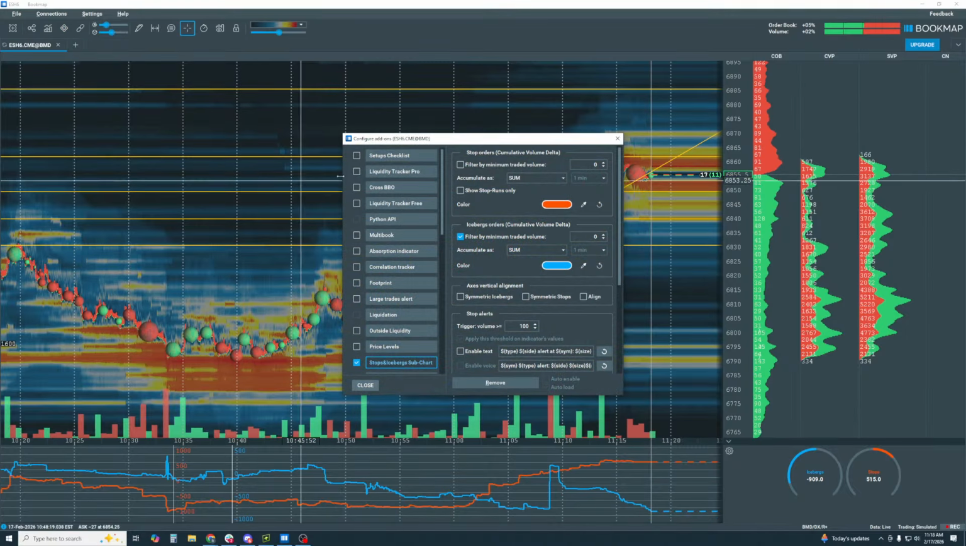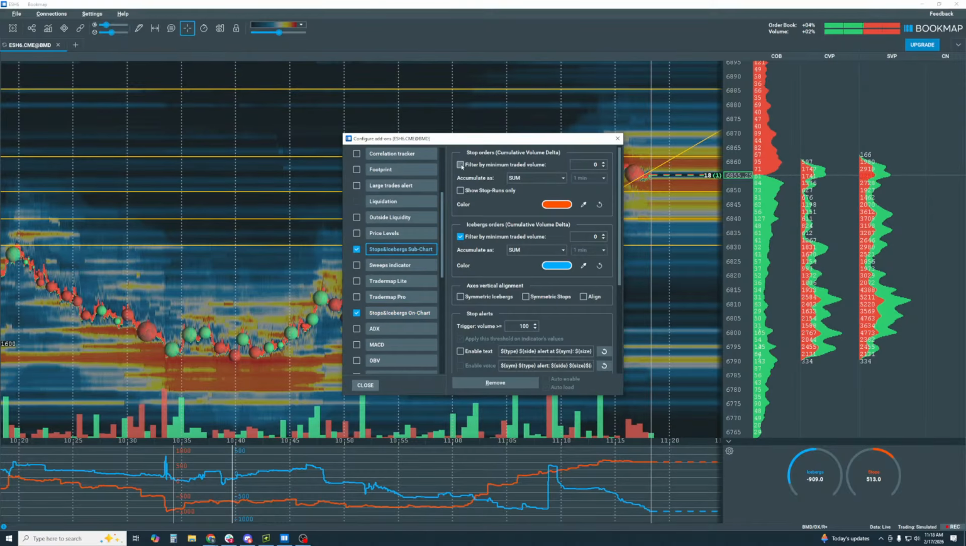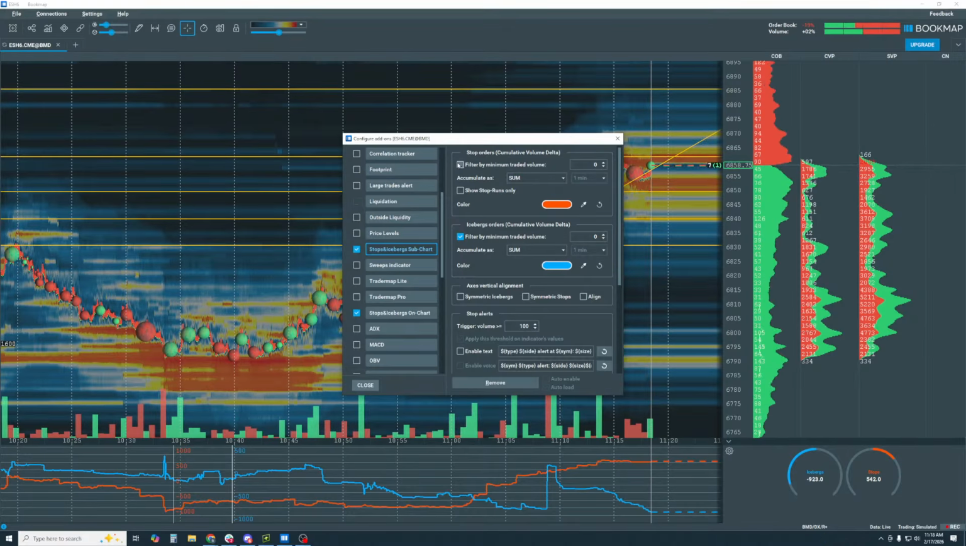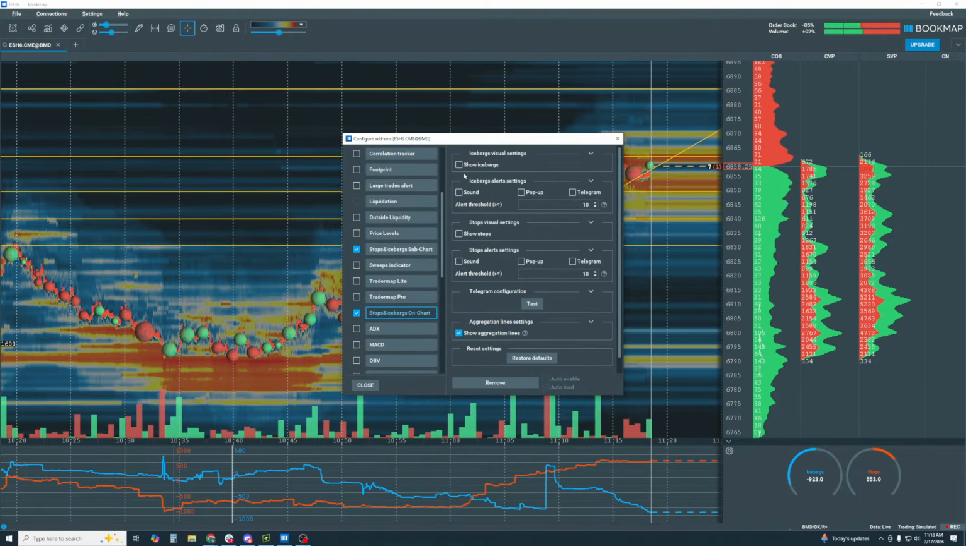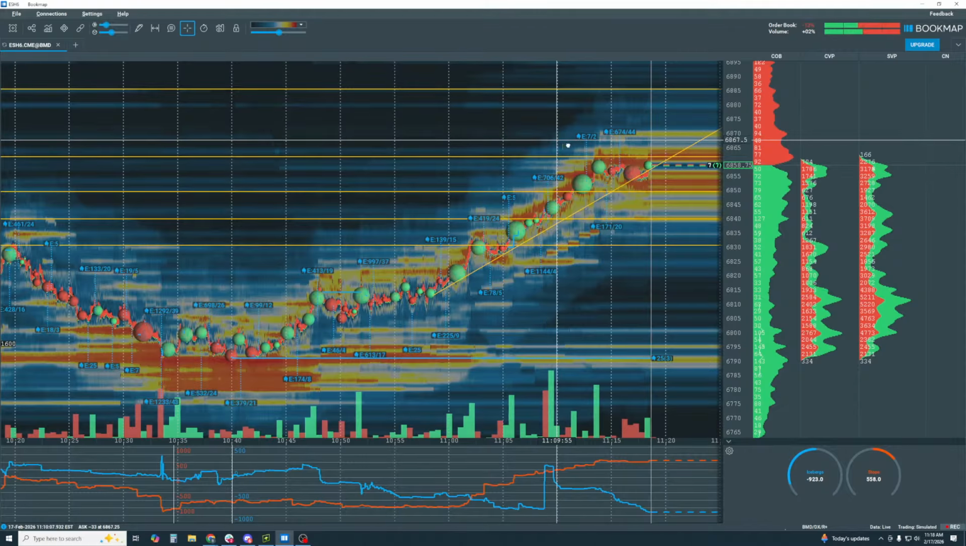So in fact, let me turn on the on-chart indicator here. It is on. Okay, great. That's the subchart; it's the on-chart. We'll show icebergs first, and no filters. Great. Perfect.